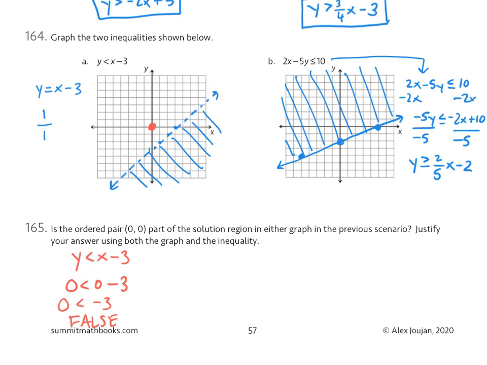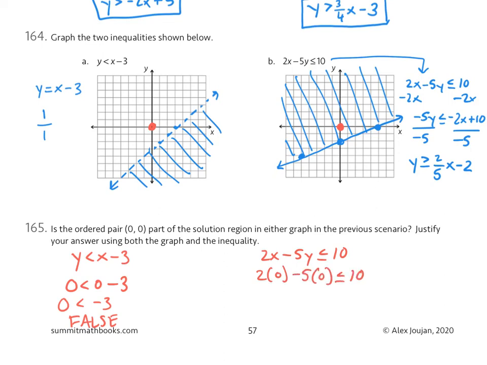Part B. Let's start by plotting the point 0, 0. I can see it is in the shaded region. Now I will use the inequality to confirm that. I'll write the original one. 2x minus 5y is less than or equal to 10. Replace x and y both with 0. I'm plugging in the point 0, 0.